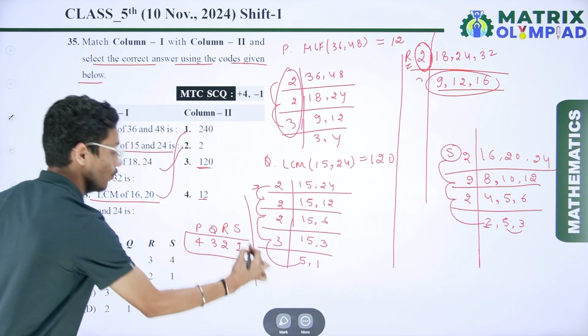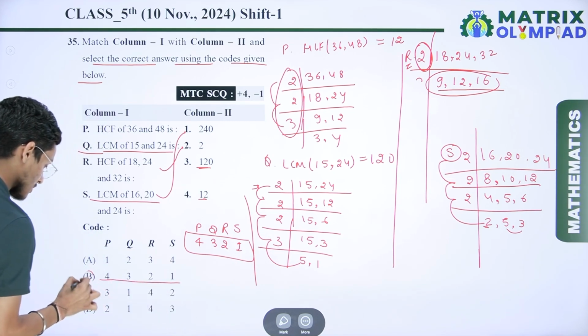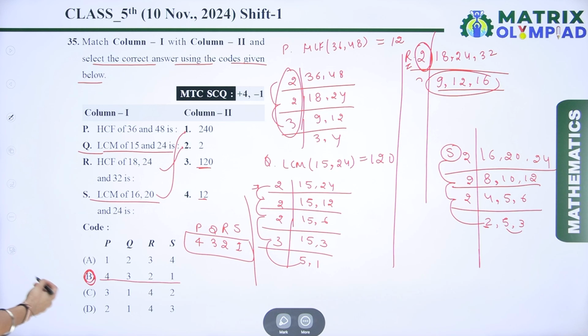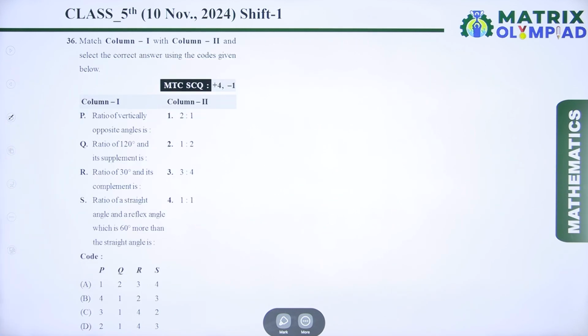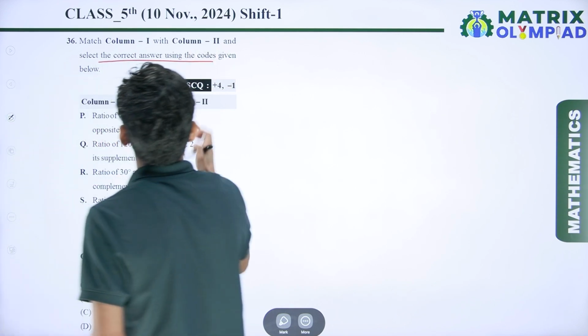So the answer is 4 3 2 1. So here option B is the correct answer. Now the next question is again based on matching column 1 and column 2 and selecting the correct answer given below.